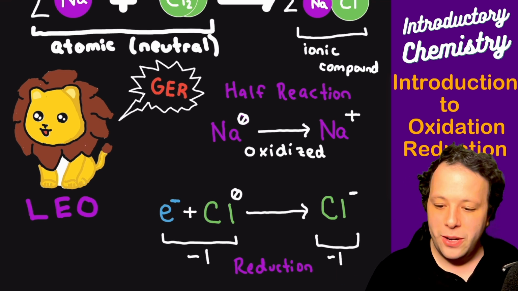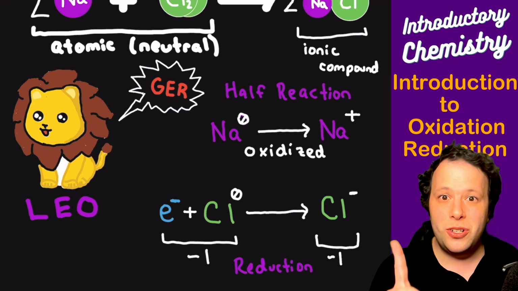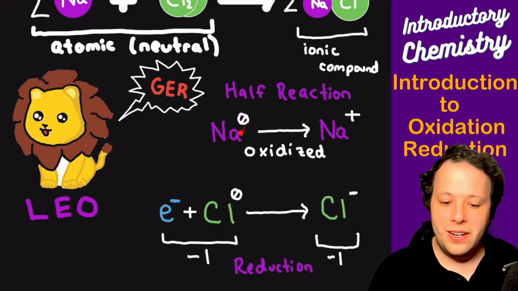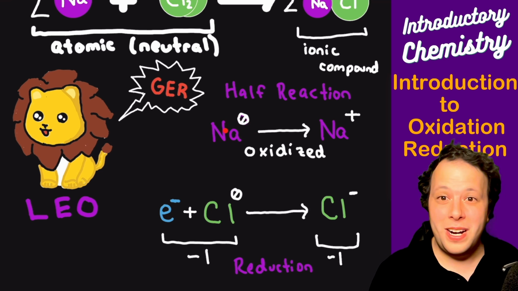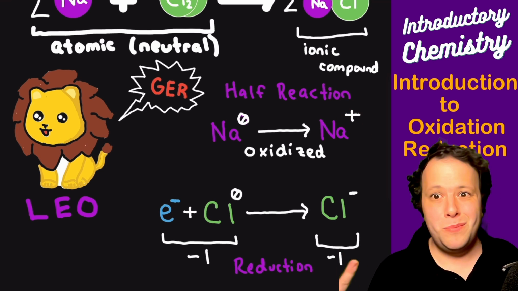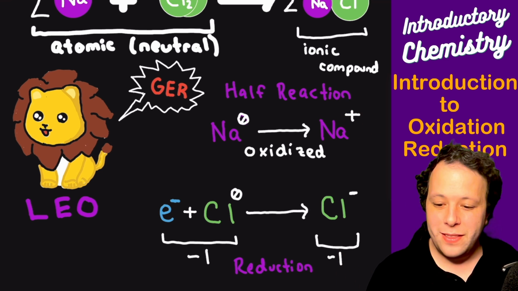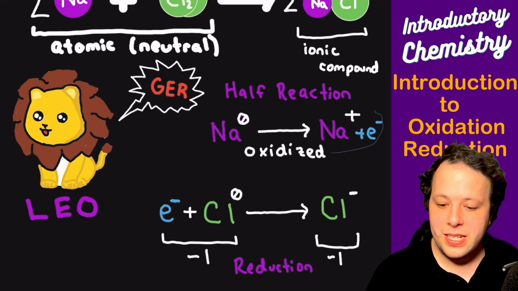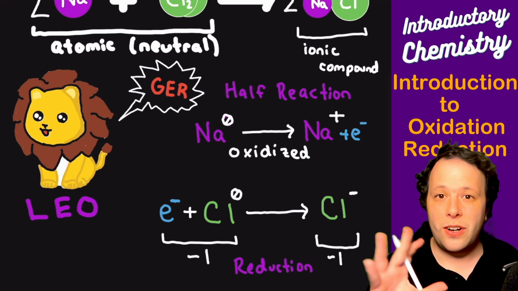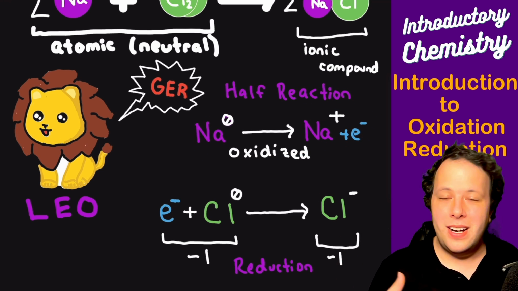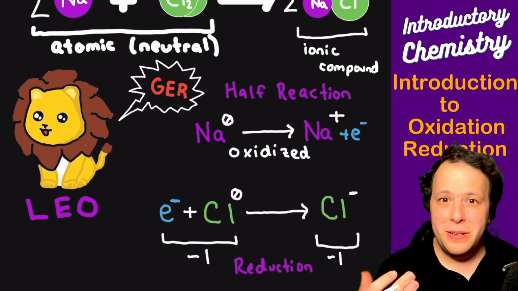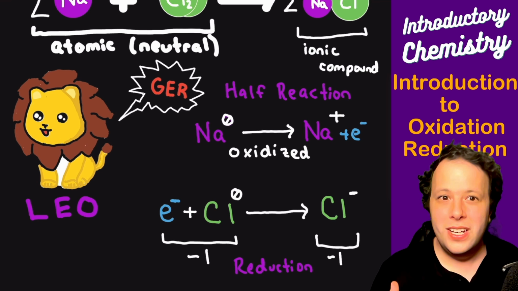So how we can show that is, if I have a 0 charge on the left-hand side of this half reaction up top, I should also have a 0 up here. So it's +1 plus -1, which means I have to put my electron on the right. Okay. So this is one of the ideas we try to show with oxidation reduction: how the electrons are being transferred. When we have sodium, it's giving away its electron to a chlorine.